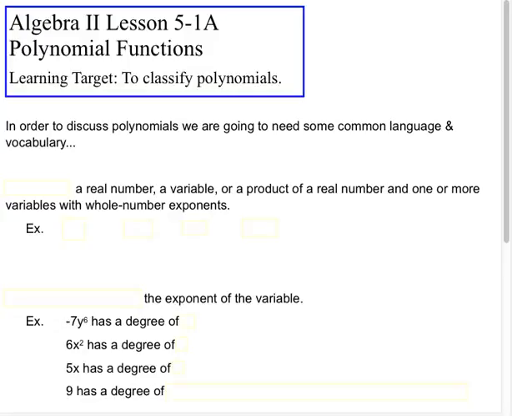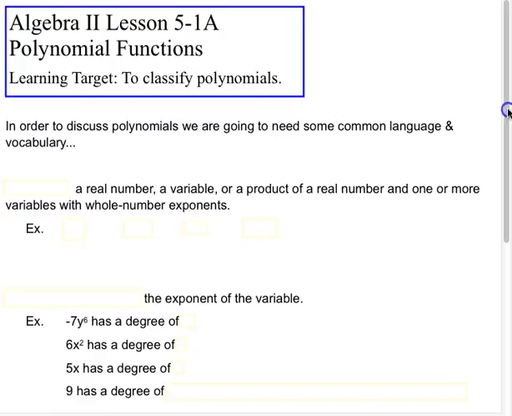Welcome to the beginning of chapter 5. So chapter 5, we're going to be talking all about polynomials, okay? Polynomial functions. And so one of the biggest things on this first day is getting a common vocabulary. There's going to be a lot of language and vocab we're going to be using throughout this chapter. So the first day is really just taking an opportunity to make sure we understand what that vocabulary is.